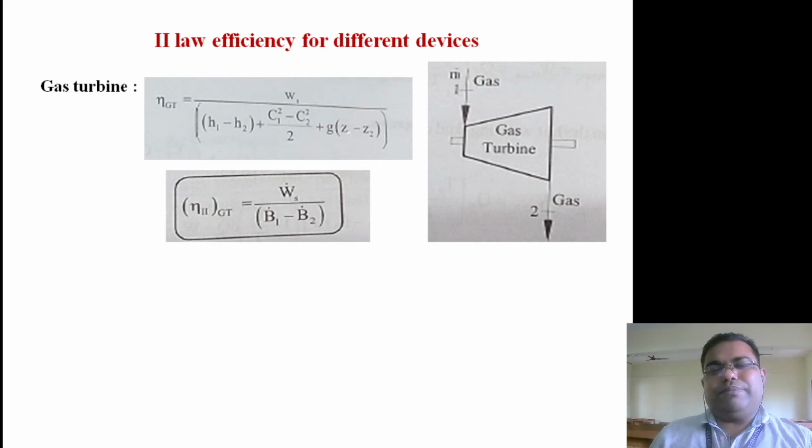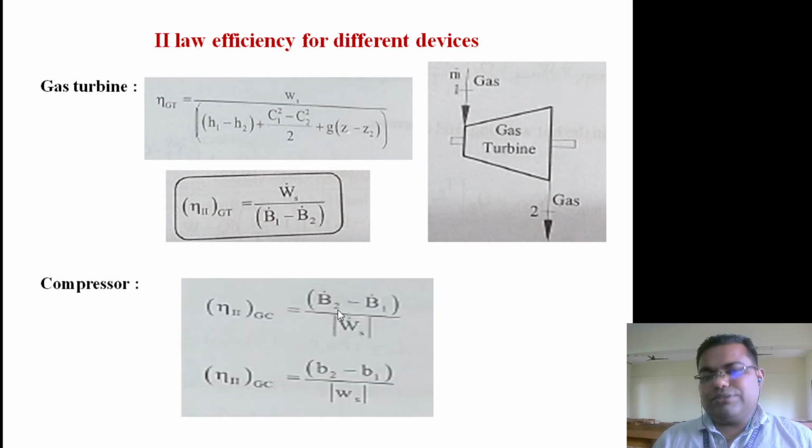So that is nothing but B1 minus B2, right. So these are nothing but Keenan functions. We have to apply the steady flow availability function to find out the maximum availability of the gas turbine. So this is the actual work which you are getting divided by the maximum possible work of the gas turbine. If you divide these two, you will get the second law efficiency for the gas turbine.